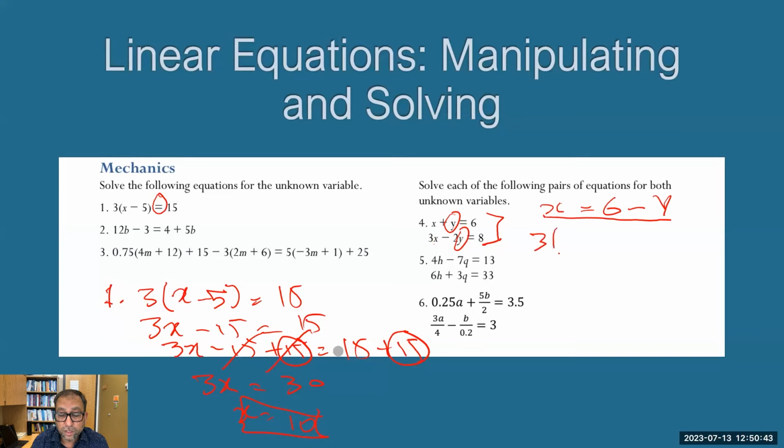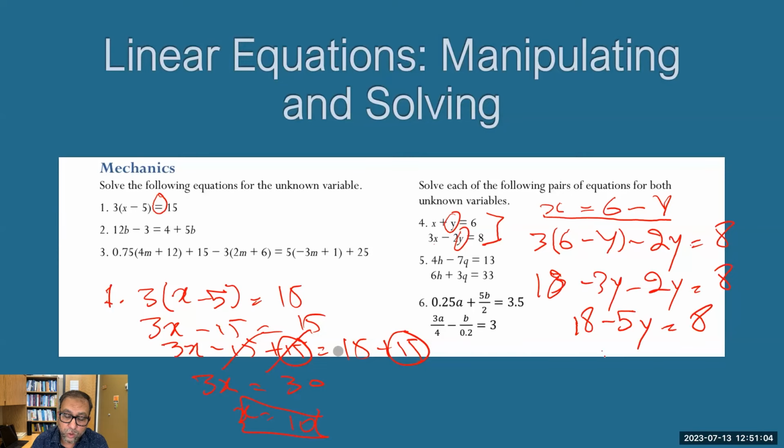So there is going to be 3 times 6 minus y minus 2y is equal to 8. And when we solve it, it is going to be 18 minus 3y minus 2y is equal to 8, and so 18 minus 5y is equal to 8. When we solve for y, we get 2. So if y is 2, then x is equal to 6 minus 2, which is 4. So x is equal to 4.